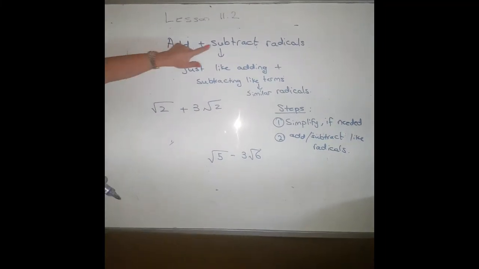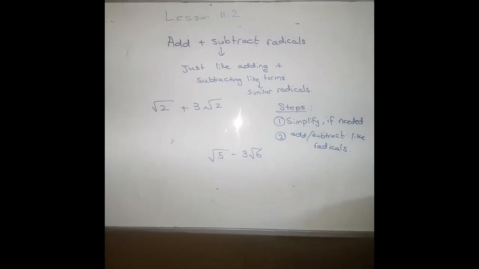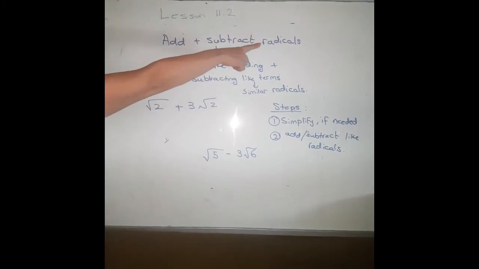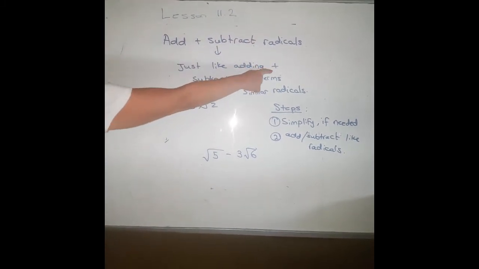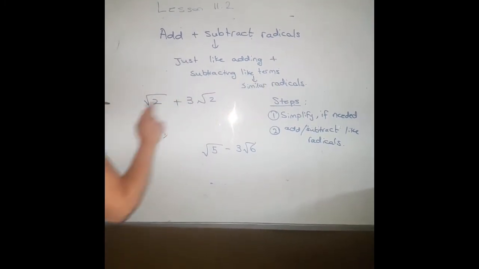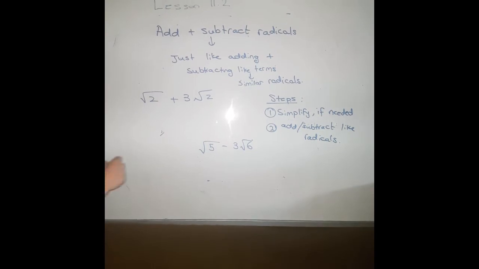Today we're going to be adding and subtracting radicals. We're still on lesson 11.2. It's made up of different parts. Adding and subtracting radicals is just like adding and subtracting like terms. What do I mean by like terms? Similar radicals. How do I go about them?